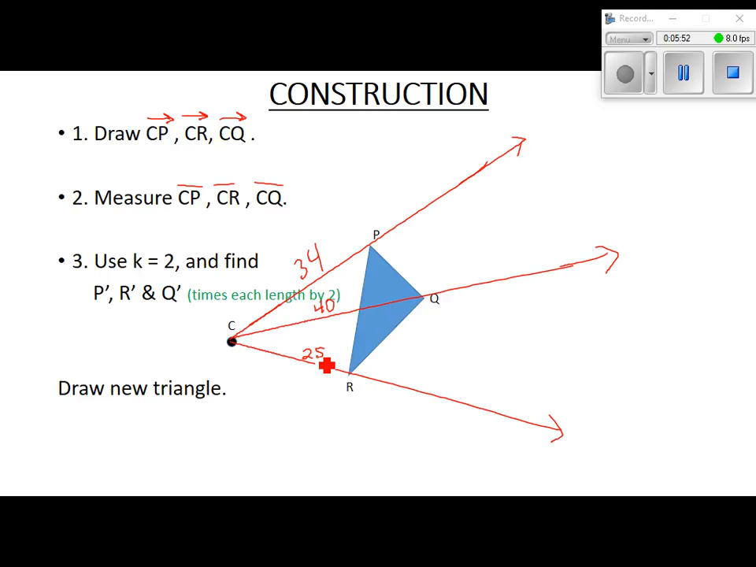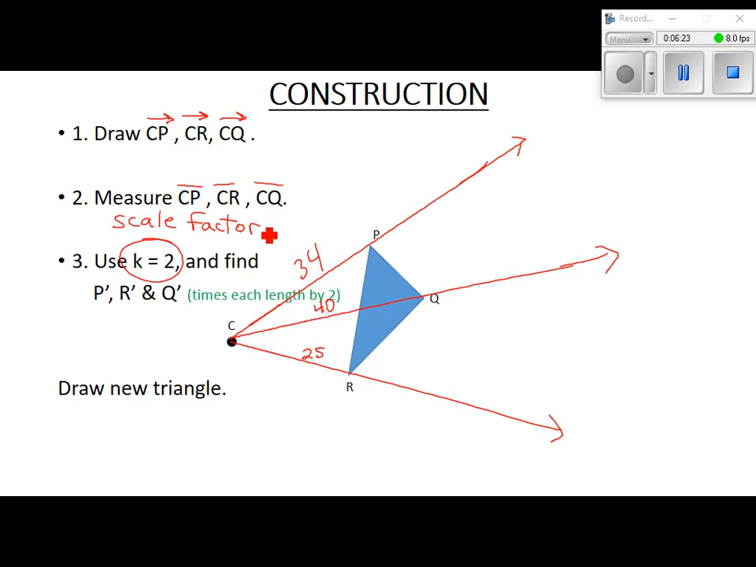Now, with dilations you have K equals 2. You always have a number like this. Anybody know what that number is? What it stands for? If you've dealt with dilations in the past, it's the scale factor. That means how much bigger or how much smaller are we making the shape? Well, this time if our scale factor is 2, what are we doing to the shape? Making it bigger.